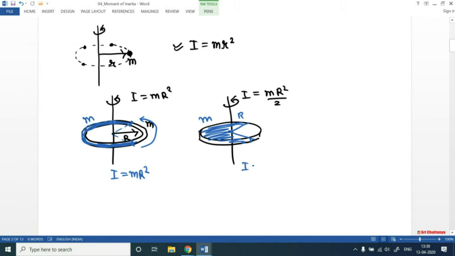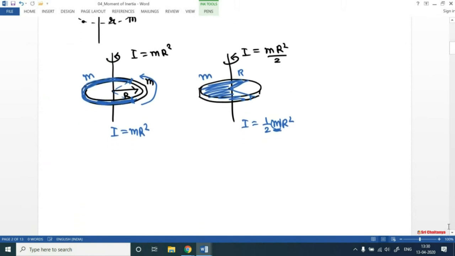So I here, also for the disk which has been cut, would be equal to half mr square. Notice that mass m is also the mass of the remaining disk, so whatever the mass of the remaining disk is, you can substitute it over here.